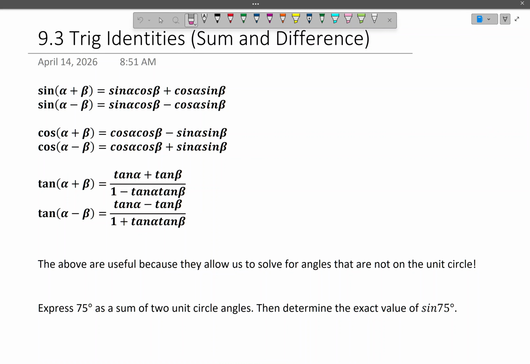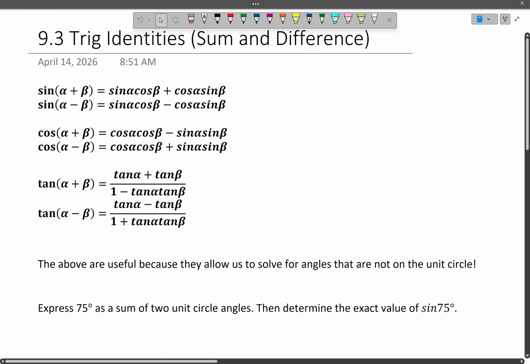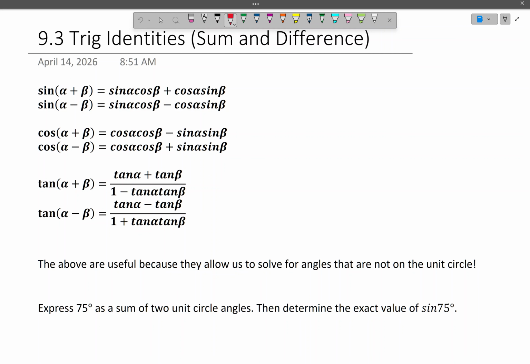Hello and welcome to my video, lesson 9.3 on trig identities. Specifically today we're talking about the sum and difference identities. So we're looking at the identities that are listed here. Depending on how you list them, some people list all the sum ones together and all the difference ones together.